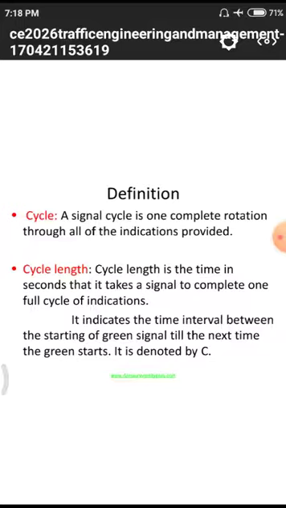A signal cycle is one complete rotation through all the indications. Normally a cycle can be understood with a better example, our wall clock. In our wall clock we have a total of 12 hours in a particular day.